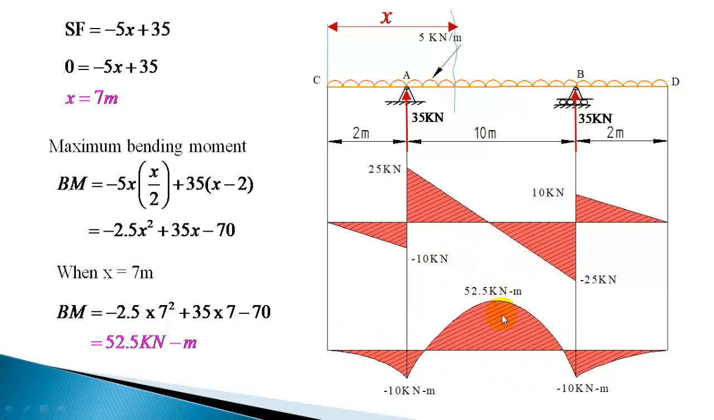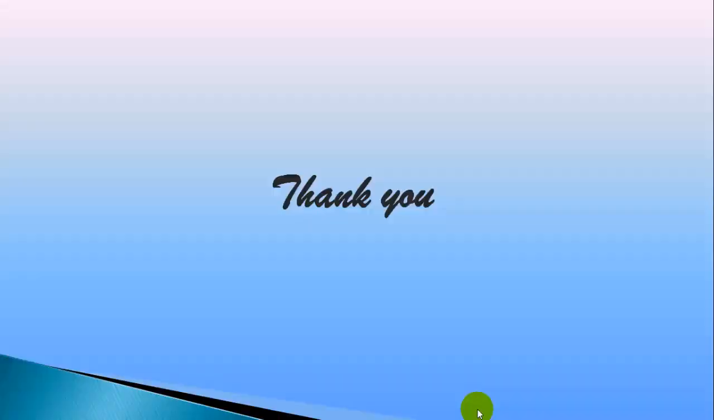So this is a shear force and bending moment diagram for the beam, and we have located the point of contraflexure. We have marked the maximum bending moment. So now the diagram is complete. That's all for today.